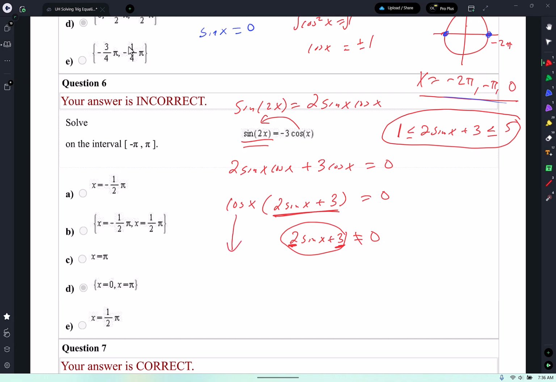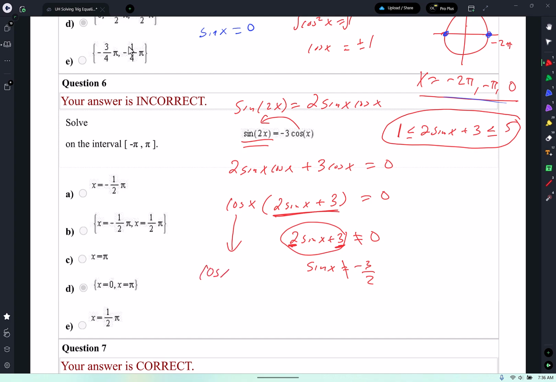And that's not the only way to think about it, guys. You could have also solved for sine x, right? You could have moved the 3 divided by 2. So sine x equals negative 3 over 2. And that will never happen. Sine x goes between negative 1 and 1. On the unit circle, sine x is between negative 1 and 1 as well. And it's also a wave, right?